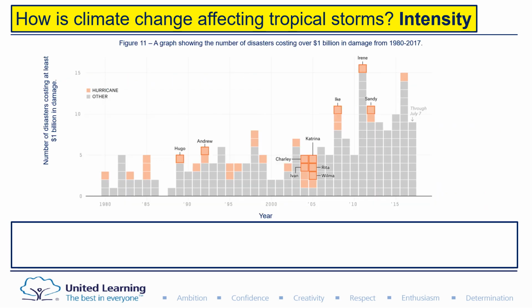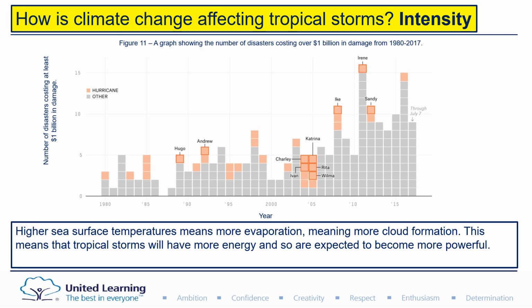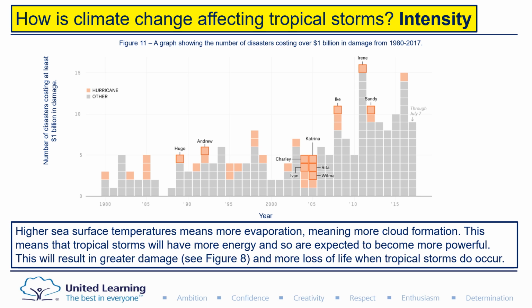And then we've got intensity. So the higher the sea surface temperature, the more moisture is evaporating, so more clouds form, so the tropical storms are getting stronger. What we can see here in figure 8 is that the tropical storms after the year 2005 are causing more damage. So the warmer the sea means more moisture is evaporated, storms are becoming stronger, and that means there's more damage to be caused.